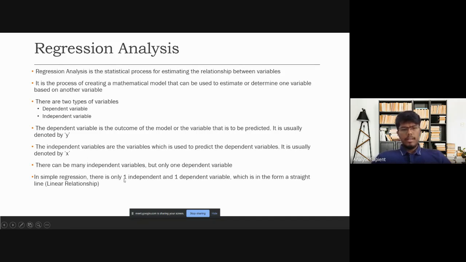In simple regression, there is only one independent variable and one dependent variable, which is in the form of a straight line. That is why it's called a linear relationship. Multiple regression analysis is used when there is more than one independent variable. Here as well, there is only one dependent variable, even though there are many independent variables.